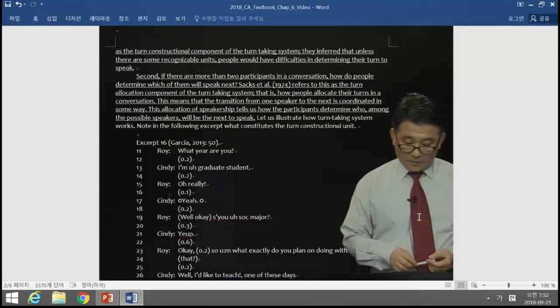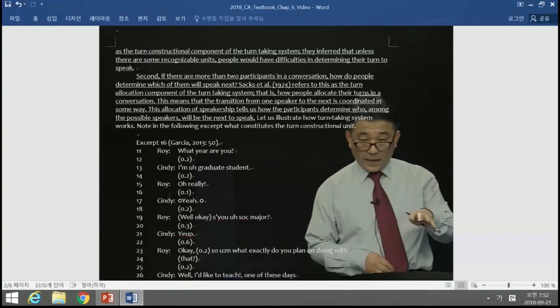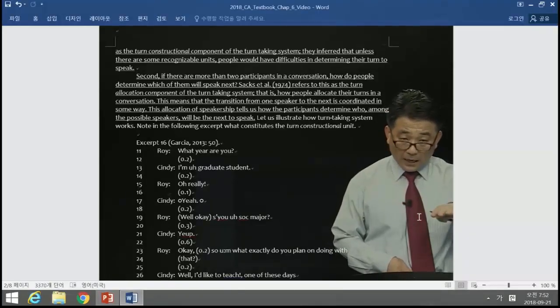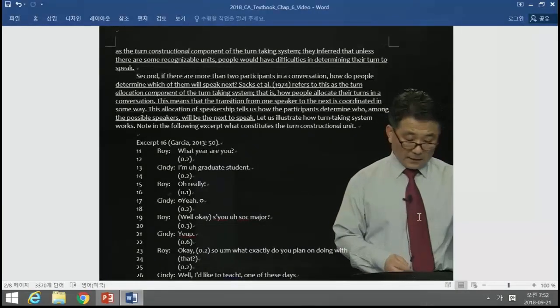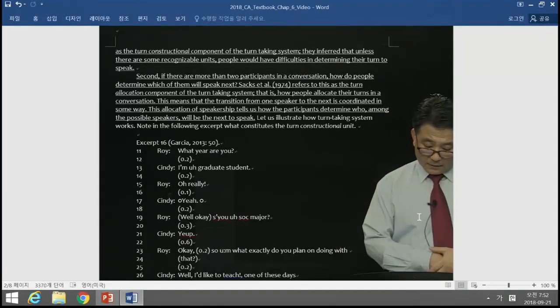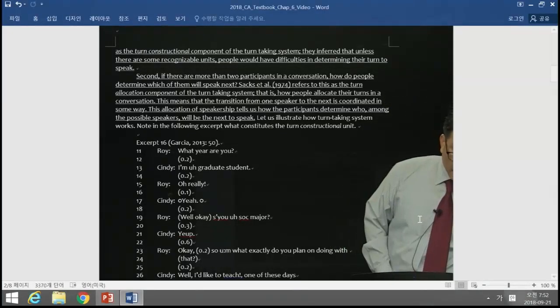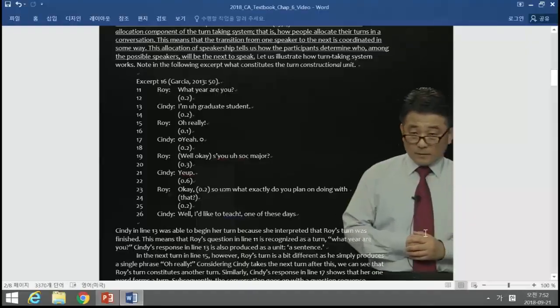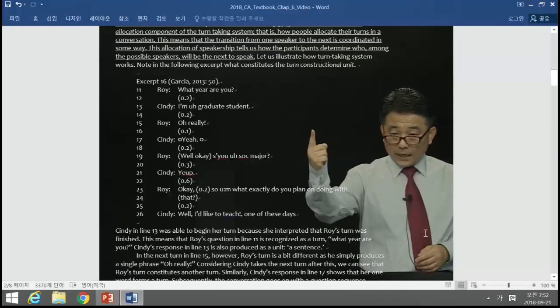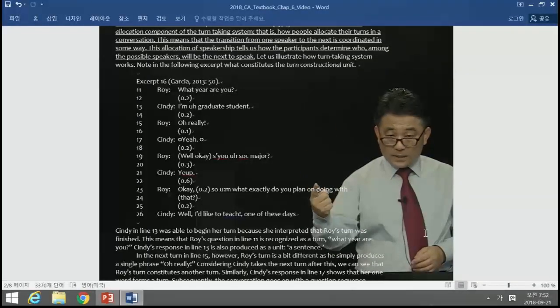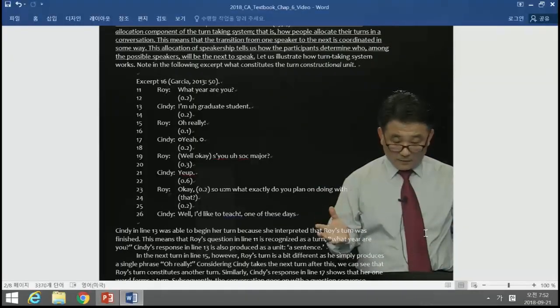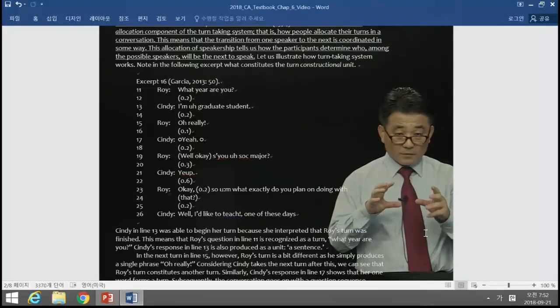So Sacks et al. refer to this as the turn allocation component: how to allocate, how to give out the turn so that people can order their turns. So if you look at this data, you have a conversation between Roy and Cindy, and Roy and Cindy, and Roy and Cindy. So two things. What are some components of turn?